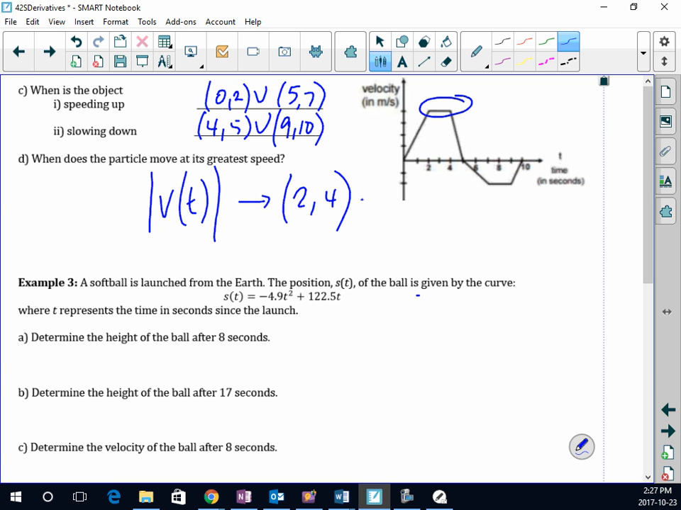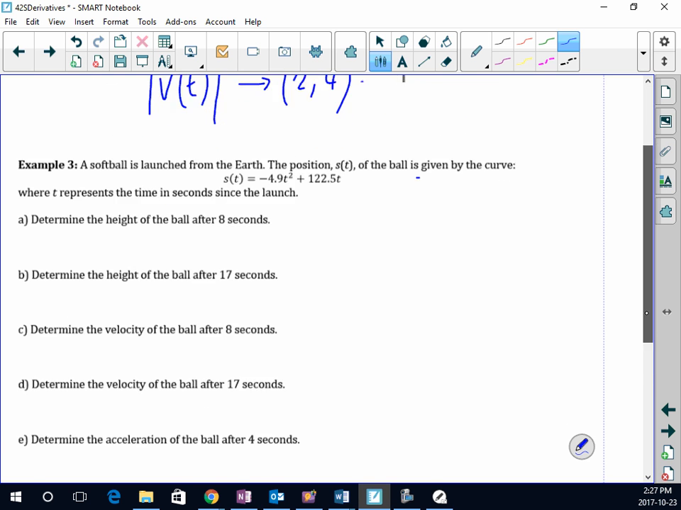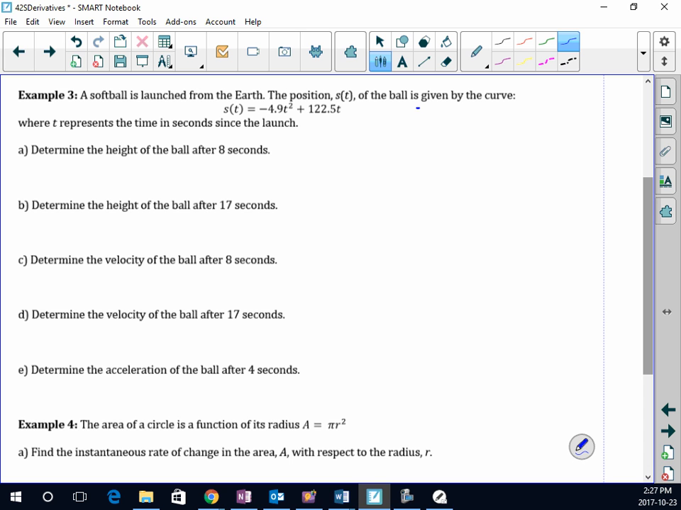A softball is launched from Earth. The position S of t of the ball is given by the curve. These are typical physics questions. Okay. So determine the height after 8 seconds. So what do I do here? Just plug in S of 8. This would be on the calculator part of the test. So I get, did anybody get an answer here? Not yet? You can punch this into your calculator.